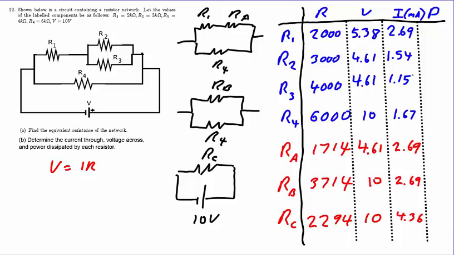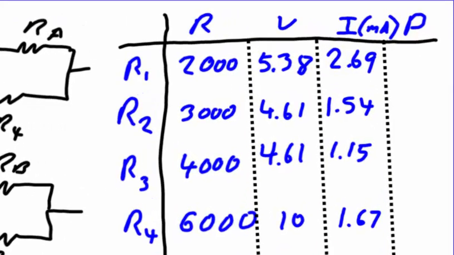Once again, invoking our checksum, we do see that 1.54 plus 1.15 milliamps adds up to the 2.69 milliamps, which is the total for RA, and so we believe that the calculation is entirely correct up to this point. As the final afterthought to this calculation, we'll be calculating the power. P is V times I. And since every row has an entry for both V and I, we're able to simply multiply these.